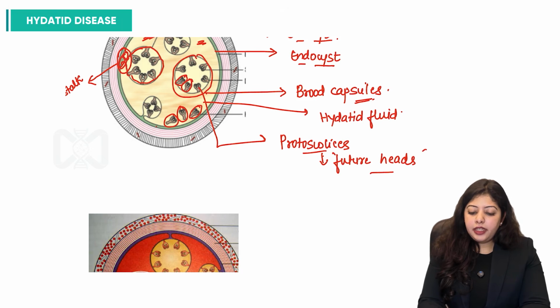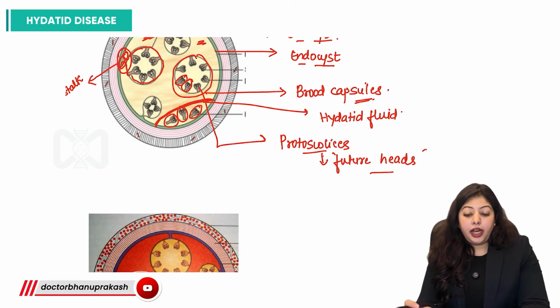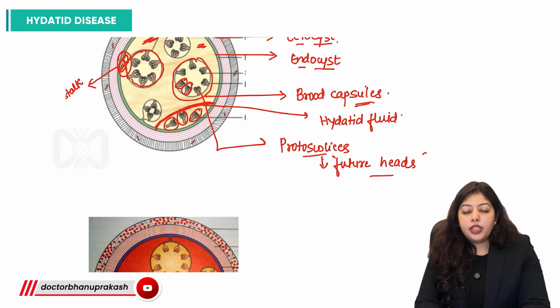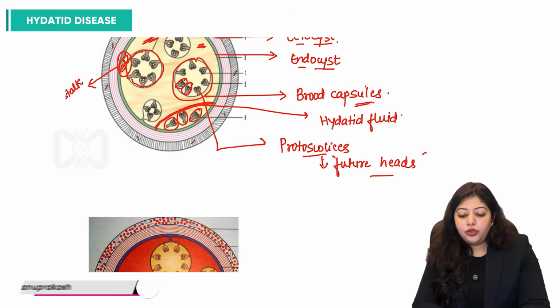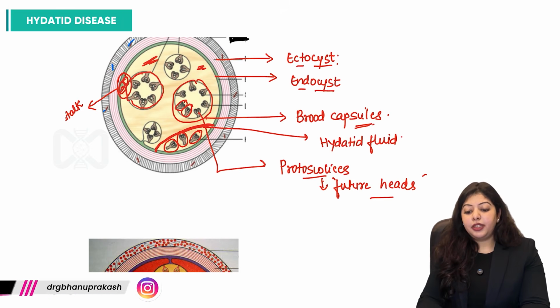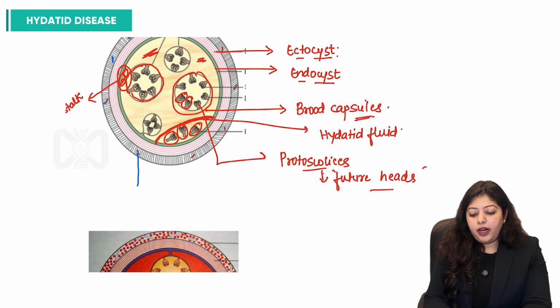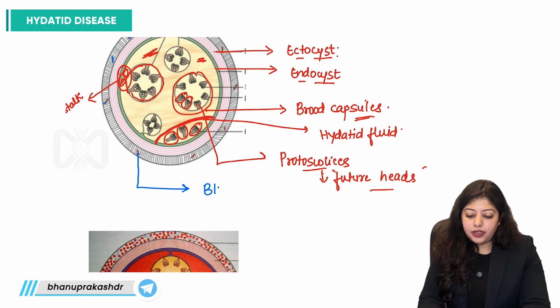right? And can you appreciate these structures which are lying at the bottom of the cyst? These are going to be deposited as granules, and it is very easily seen on ultrasonography. So this you need to consider and remember, right? So these are also protoscoleces. And these red lines are nothing but the blood vessels. And how are we getting these blood vessels? These are host derived.